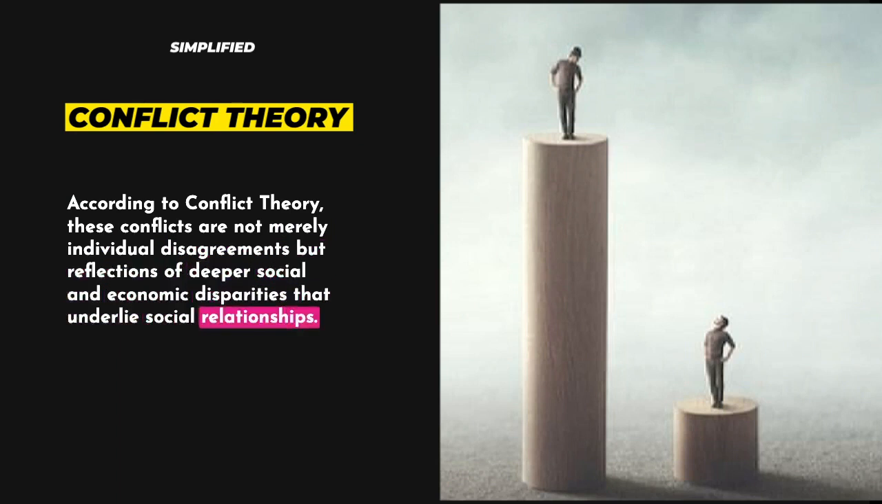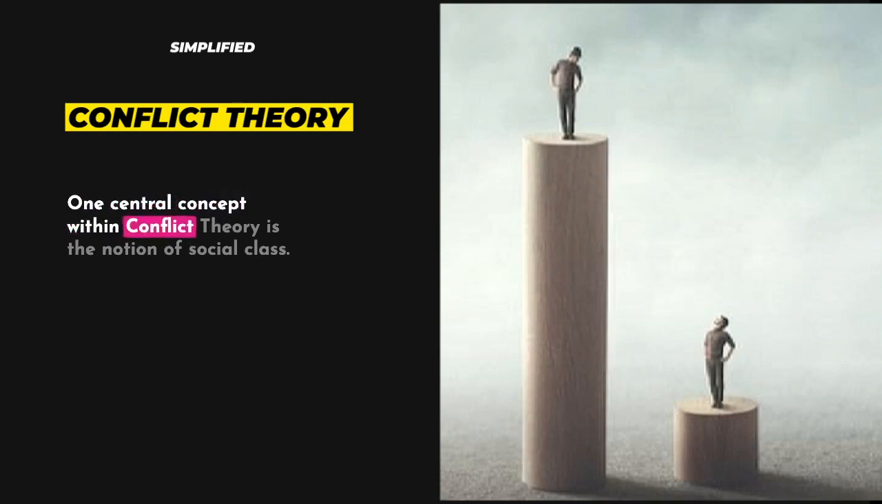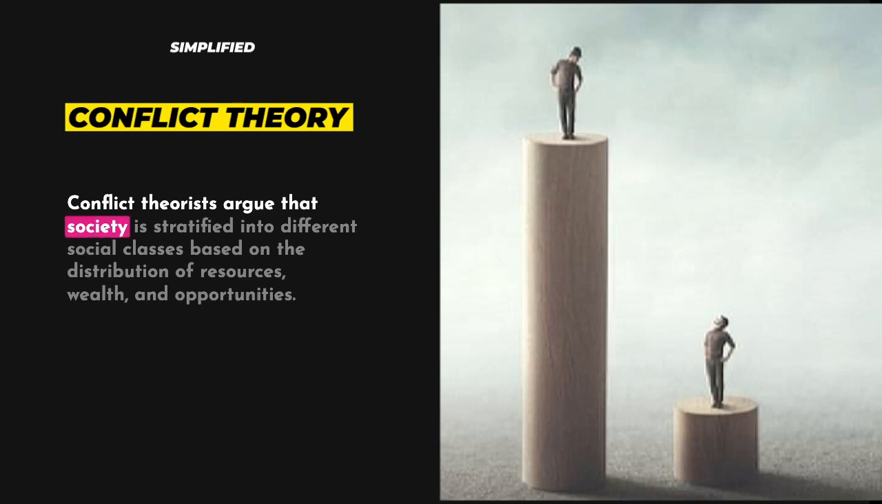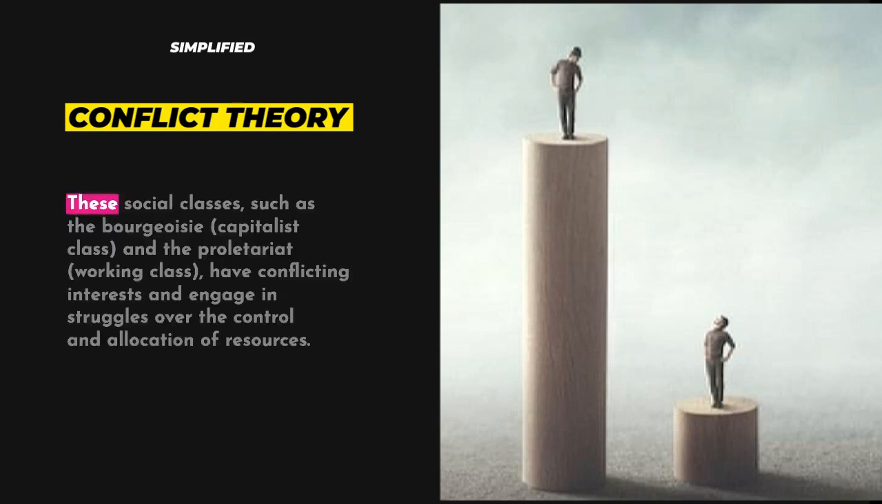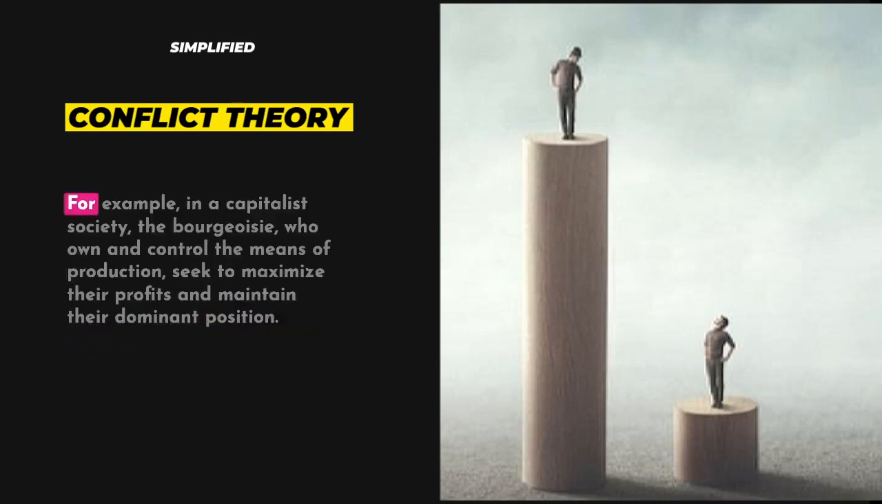underlie social relationships. One central concept within conflict theory is the notion of social class. Conflict theorists argue that society is stratified into different social classes based on the distribution of resources, wealth, and opportunities. These social classes, such as the bourgeoisie and the proletariat, have conflicting interests and engage in struggles over the control and allocation of resources.